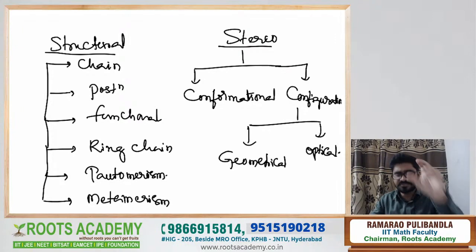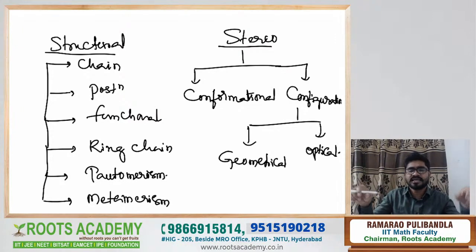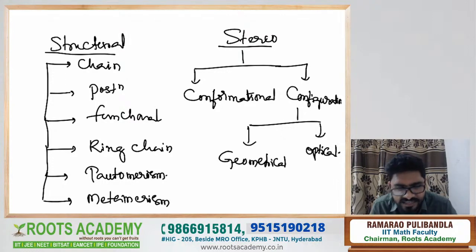This is all about the classification of isomerism. First of all, entire isomerism can be divided into two parts, structural and stereo. In the structural, again chain, positional, functional, ring chain, metamerism, tautomerism. In the stereo, conformational, configurational. Again in the configurational, geometrical and optical. This is the entire classification, guys. We're just taking the introductory part, classification.